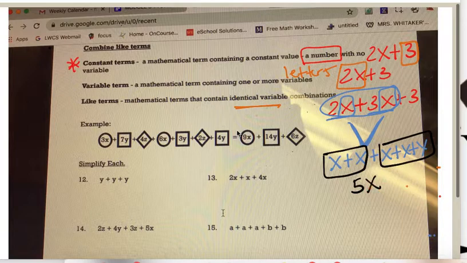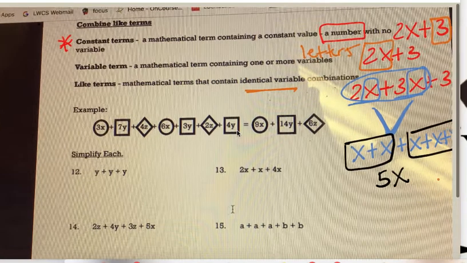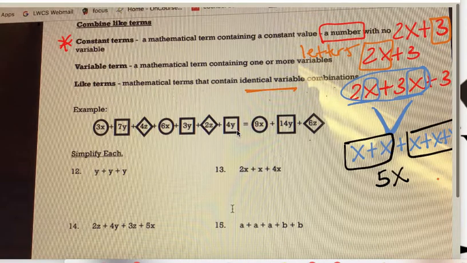Okay, so we talked about some vocabulary. Here are some examples, and they did shapes, which I did a little bit today in class when I taught the lesson. I would put the shapes together, so I know that 3x goes with the 6x, which if I put those together, gives me the 9x. So 3x plus 6x would give me 9x.